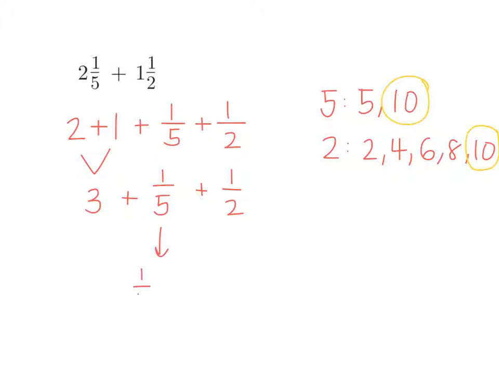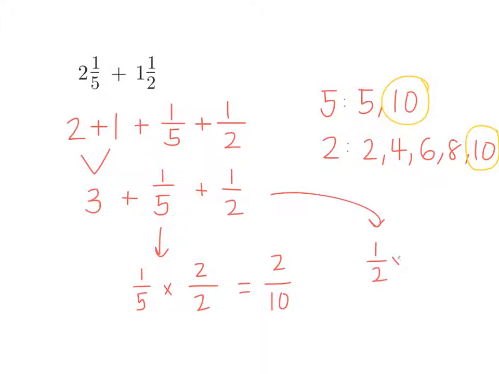We know that 1/5 is going to be multiplied by some version of 1 in order to get an equivalent fraction where the denominator is 10. What version of 1 do you recommend I multiply by? Everyone? 2/2. So therefore, 1/5 is equivalent to how many tenths? 2/10. Very nice.